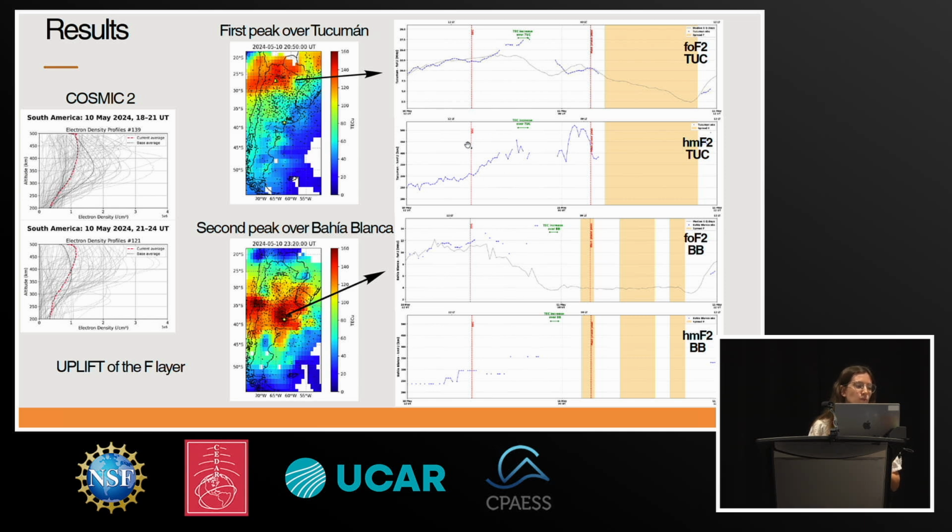In these four panels, we show the result of the ionosonde data for the critical frequency of the F2 layer, foF2, and also the real altitude for this maximum frequency. These two correspond to Tucumán, and these two correspond to Bahía Blanca. In them, we can notice a positive ionospheric response with values increasing with respect to the quiet days. We also compare the COSMIC-2 electron density versus altitude, and we notice a decrease of the density values with respect to the average quiet days. This result is showing an uplift of the F layer.